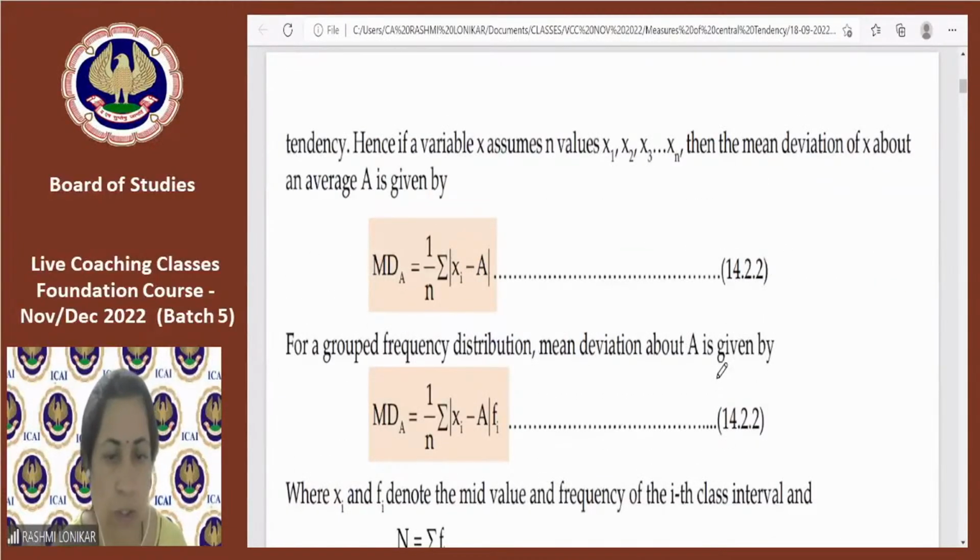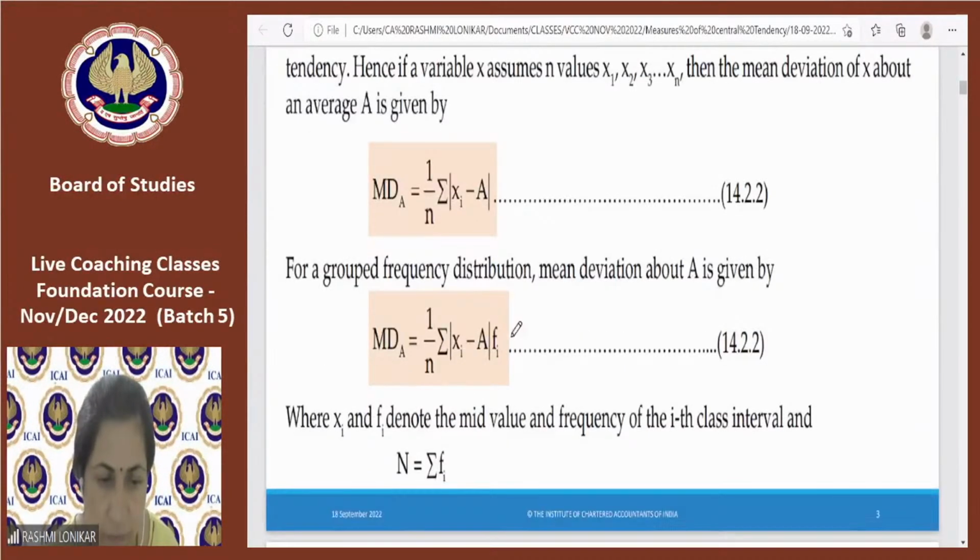Then we have what is known as mean deviation. When we are talking about mean deviation, what we do is we have to find the arithmetic mean. After we have found the arithmetic mean, we are going to find the difference of the observation from the arithmetic mean, and then we are going to find the absolute value. Okay, so mean deviation is absolute value of xi minus A, and then we sum them up upon n. Okay, and if we have a frequency, it will be multiplied by f. Again, n is equal to summation fi.